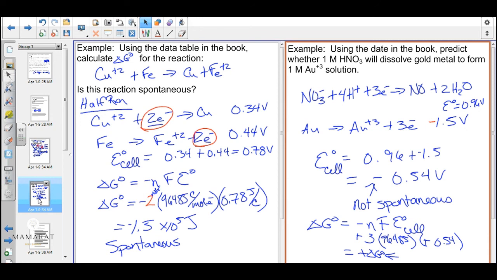So what did this last one really tell us? It told us that some reactions just won't happen, and it's because they don't have the potential to happen. And because they electrically will not occur, the free energy will be positive, meaning that it's going to be a non-spontaneous reaction.